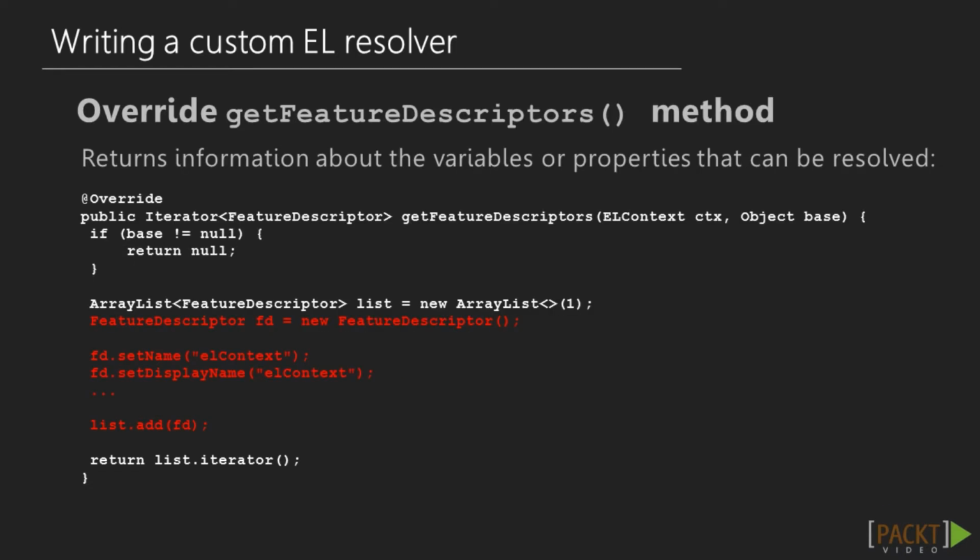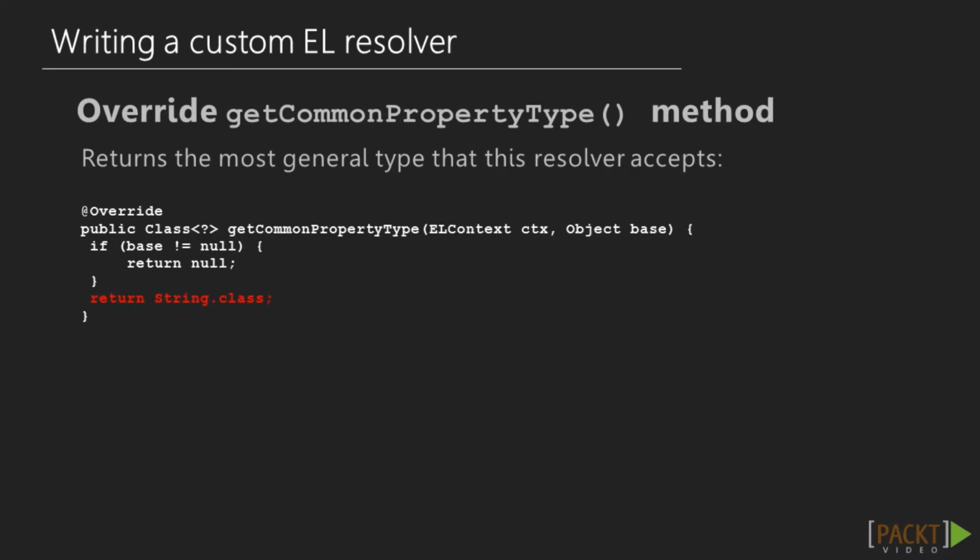The getFeatureDescriptors method returns a set of information about the variables or properties that can be resolved. This is commonly useful to design-time tools that allow code completion of expressions. In this case, just for fun, we have set several properties that you can see in the complete application that is delivered with this course. The getCommonPropertyType method returns the most general type that this resolver accepts. We can simply return the String class here.